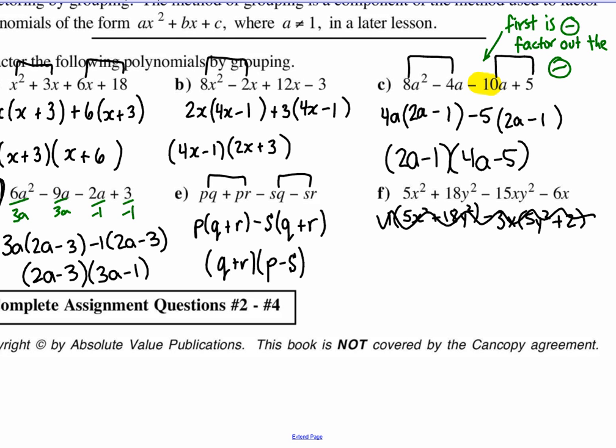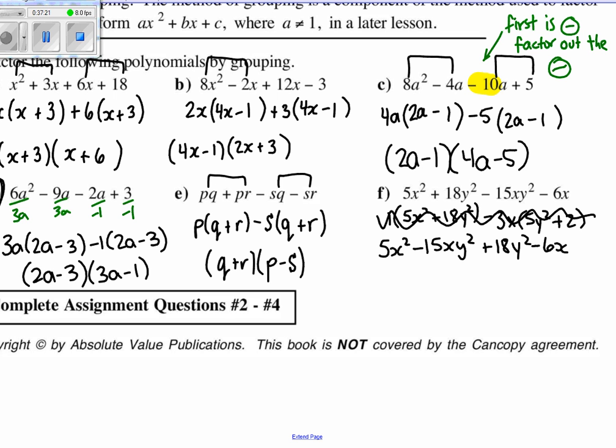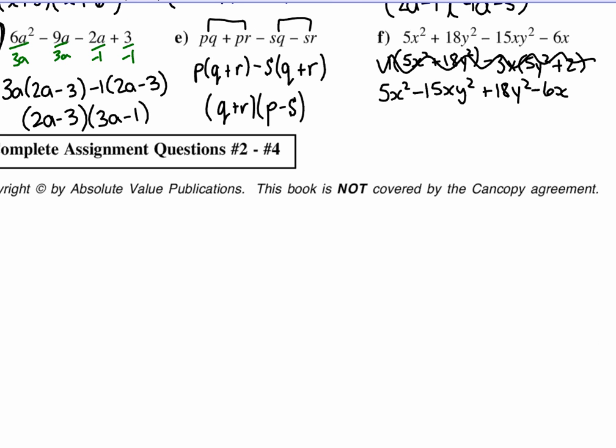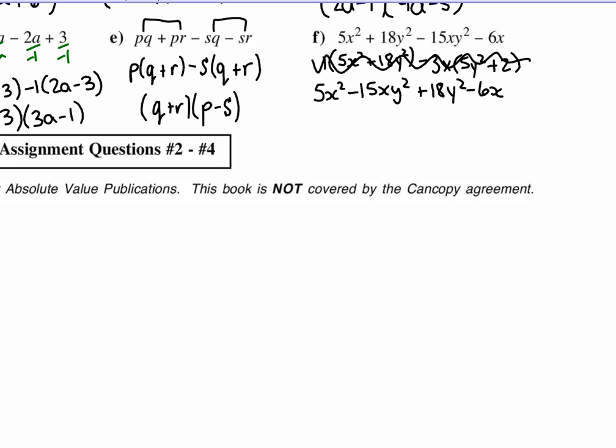So instead, let's try 5x squared minus 15xy squared, and then write the plus 18y squared minus 6x. We're going to rearrange it. Okay? So just rearrange it in a different order. So if it doesn't work the first time, try rearranging it.